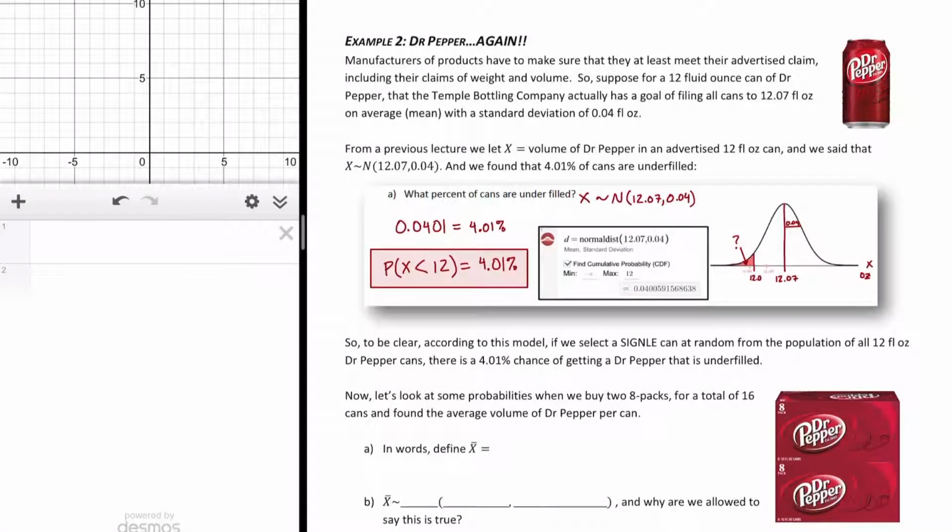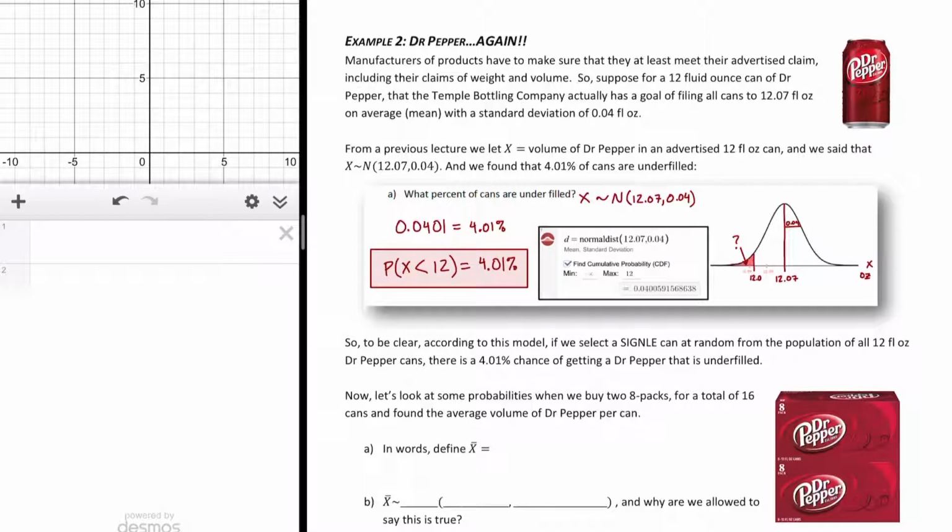Hey, this is Leach with Simpson Math, and today we are continuing our discussion about sampling distributions and specifically the Central Limit Theorem. So to do this, let's look at our Dr. Pepper examples again. Just a reminder, manufacturers of products have to make sure that they at least meet their advertised claim, including their claims of weight and volume.